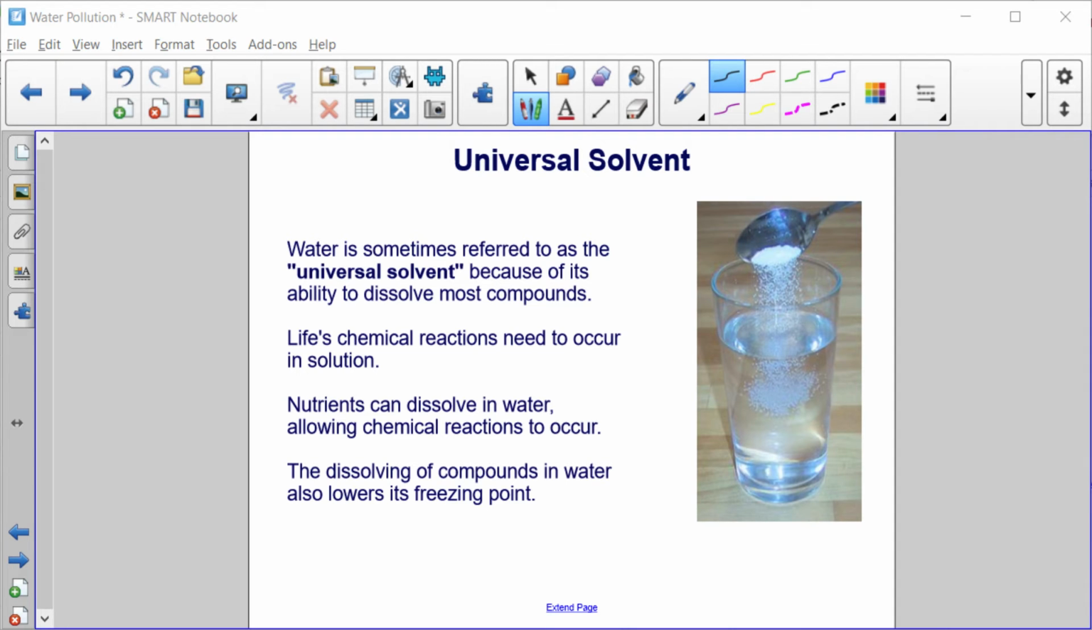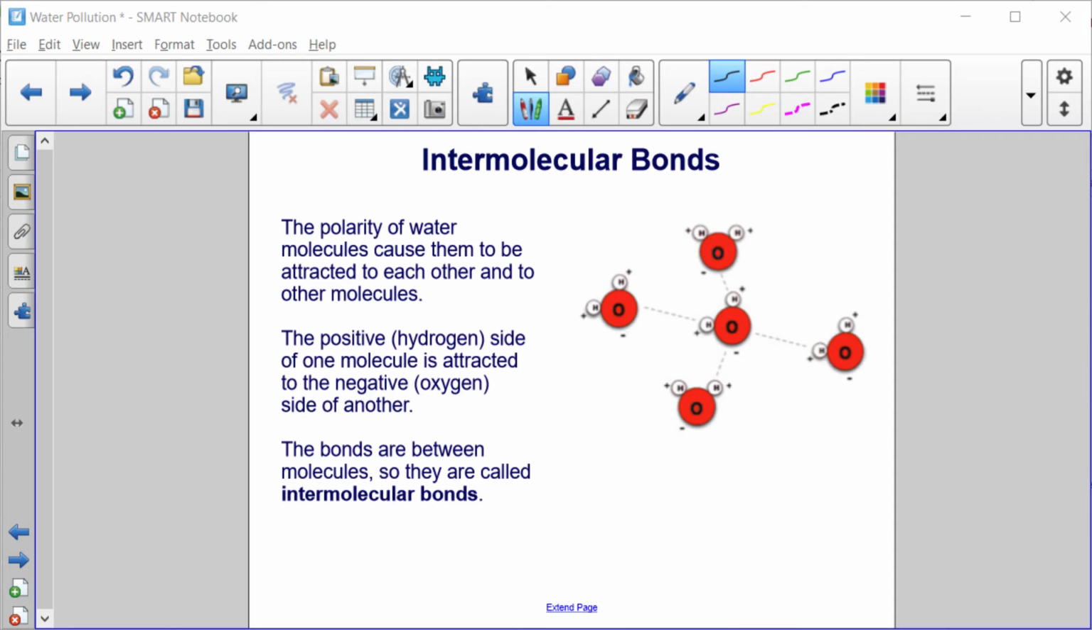Life's chemical reactions need to occur in solution. Nutrients can dissolve in water, allowing chemical reactions to occur. The dissolving of compounds in water also lowers its freezing point. The polarity of water molecules causes them to be attracted to each other and to other molecules. The positive hydrogen side of one molecule of water is attracted to the negative oxygen side of another.